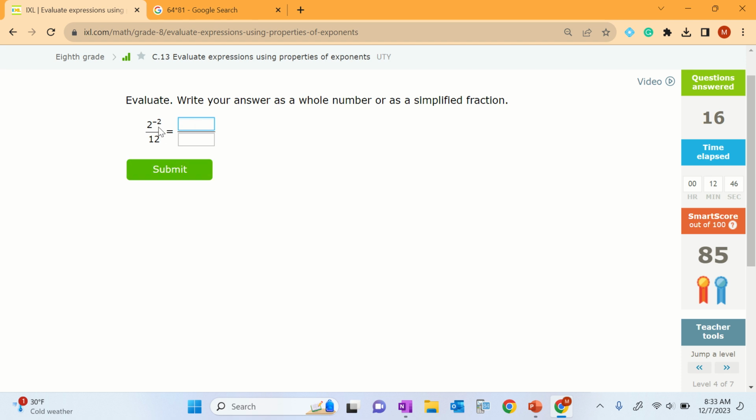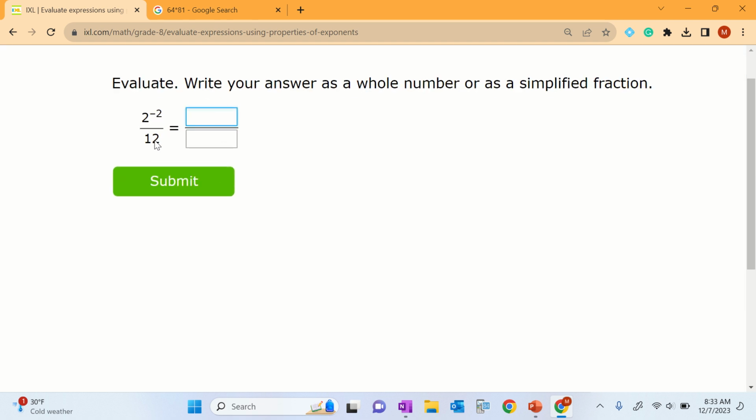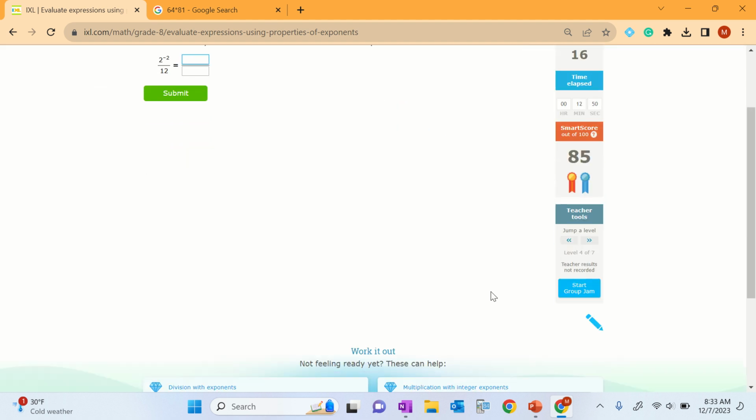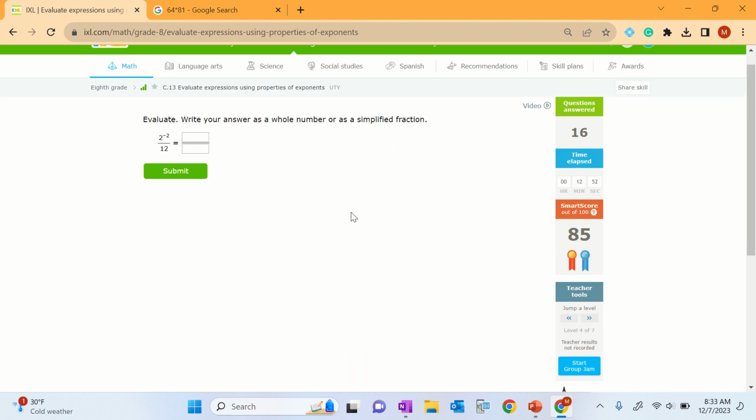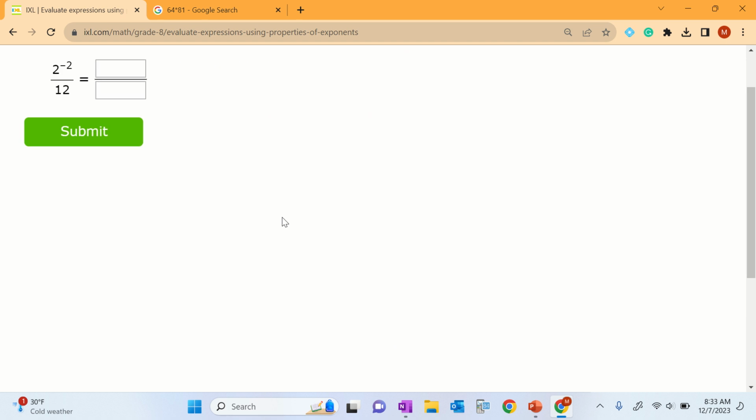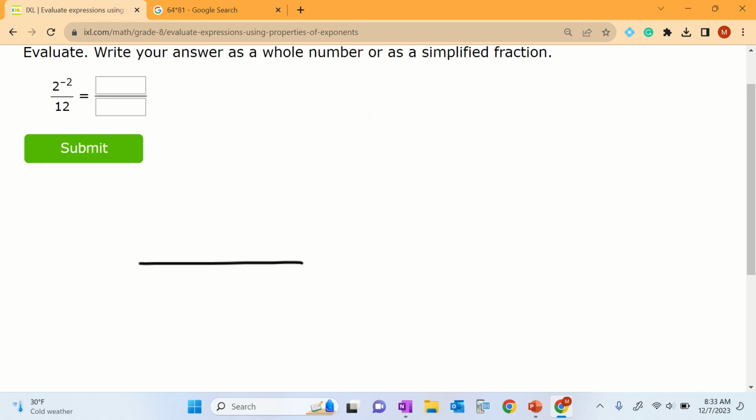I've got 2 to the power of negative 2 and 12 to the power of 1. So that 12 to the power of 1 is not going to move. Anytime you've got a positive exponent, don't move it. So we know we've got a denominator of 12 to the power of 1. We're going to move that 2 to the power of negative 2 to the denominator. It's going to be multiplied by that 12. So that's 2 to the power of 2.